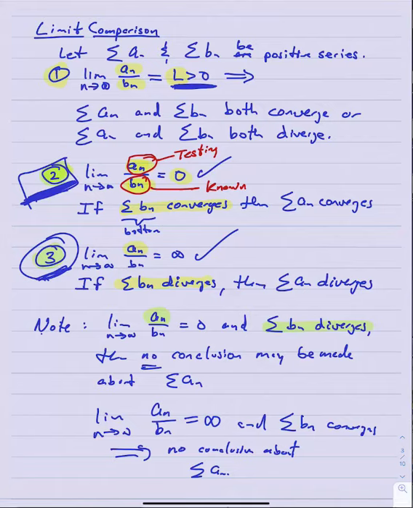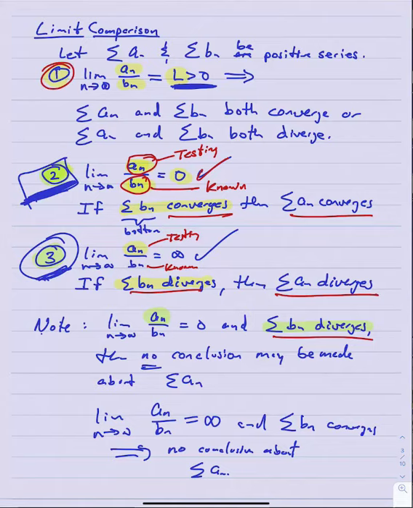So when you set up these ratios, to keep it consistent for yourself, set it up that way. Put the one that you're testing in the top, put the one that you know in the bottom, and then if you get a limit of 0 and the one in the bottom converges, the one in the top will also converge. Same thing down here. If I put the one that I'm testing in the top, and the one that's known in the bottom, and I know that the series of the b n's in the bottom diverges, then when I get an infinite limit for a n over b n, I know the top a n diverges.